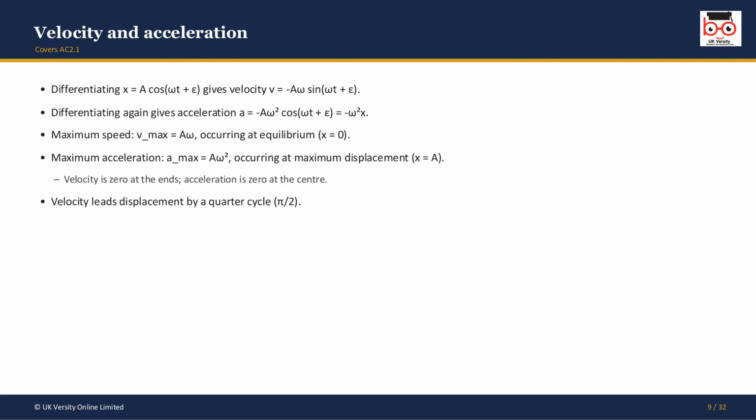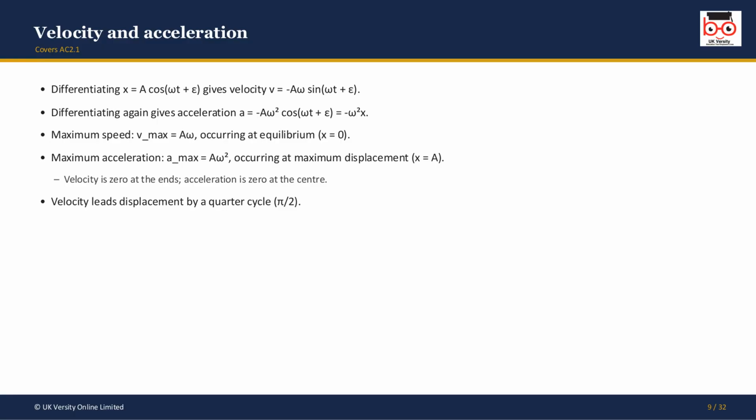Differentiating the displacement gives us velocity and acceleration. Differentiate once, and the velocity is minus a omega times the sine of open bracket omega t plus epsilon. Differentiate again, and the acceleration is minus a omega squared times the cosine of that same bracket, which is just minus omega squared times the displacement, our defining condition reappearing.